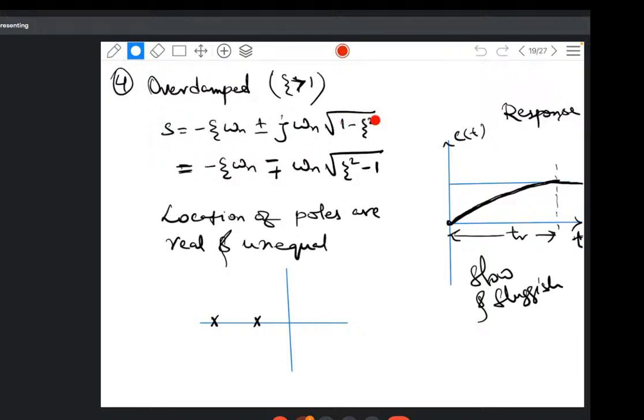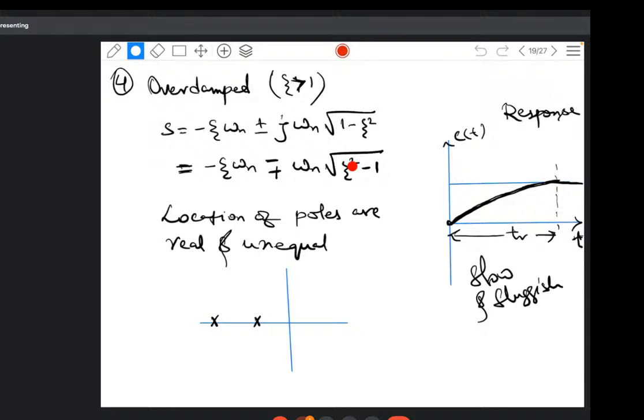minus 1.5 whole square. So this part will come as negative. If negative comes, again a j term will come. So j into j will become j square, and j square means this will become negative. So plus minus into minus: the plus part will become minus, and the minus part will become plus. Since the negative is taken outside, this part will become zeta square minus 1.